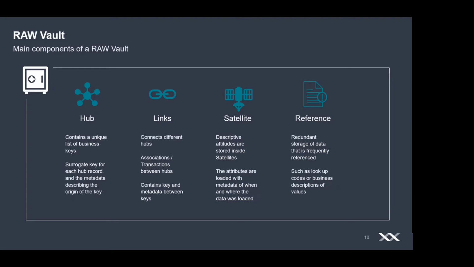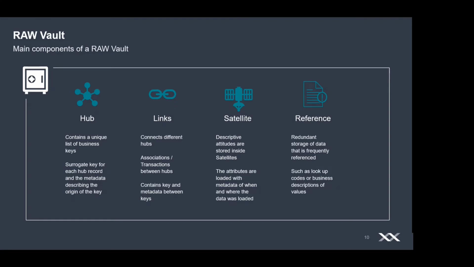No, okay. Business keys hardly change, and are most stable. Keys are separated from attribute data and stored in key tables called hubs. Hubs are tables of unique business keys that are unlikely to change. And for each record, there's a surrogate key and associated metadata describing the origin of the key.